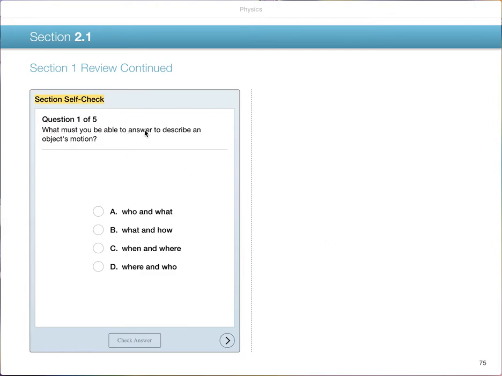What must you be able to answer to describe an object's motion? Well, you need to know where and when. The time and the location to describe motion.